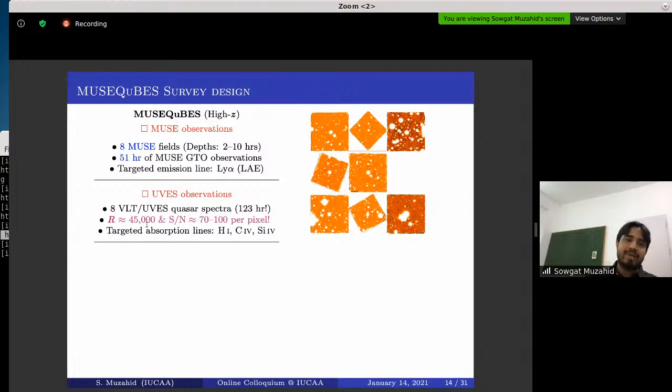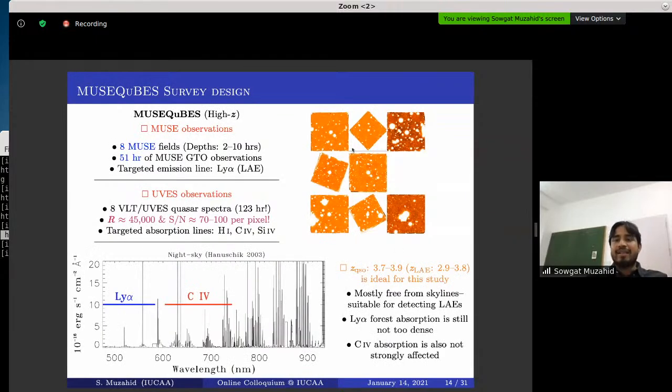Those data have a resolution of 45,000 and a signal to noise ratio between 70 to 100 per pixel, not parsec. The targeted absorption lines are H I, carbon IV, and silicon IV, and so on. The redshift of the quasars in our sample ranges between 3.7 to 3.9, which allows us to restrict our Lyman alpha emitter sample between redshift 2.9 and 3.8.